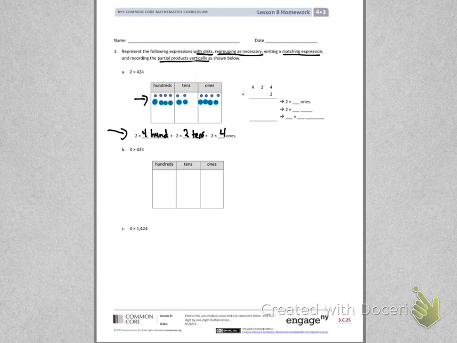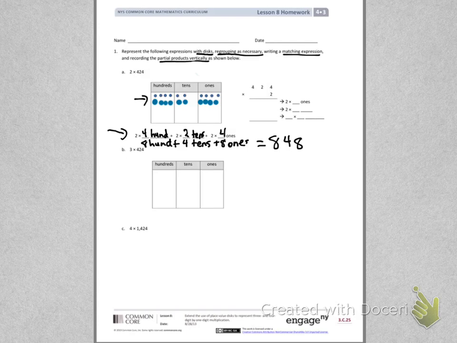You could take that even a little bit further and know that this is 8 hundreds plus 4 tens plus 8 ones. And that answer is going to come out to be 800. 4 tens would look like 40, and 8 ones would be 848.